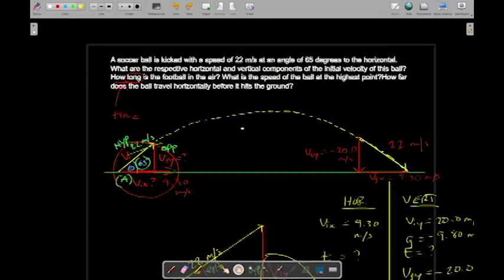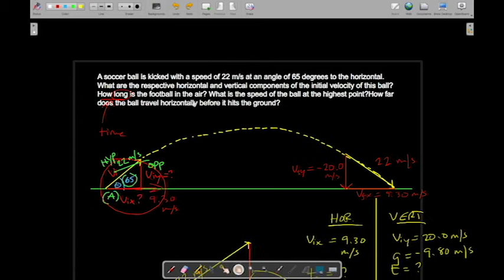All right, we're going to go ahead and move on to the third part of our question here. The third part of the question is, what is the speed of the ball at the highest point? So we're basically looking at how fast the ball is moving at this point right here. This is mainly a concept question. It's not necessarily solved mathematically.